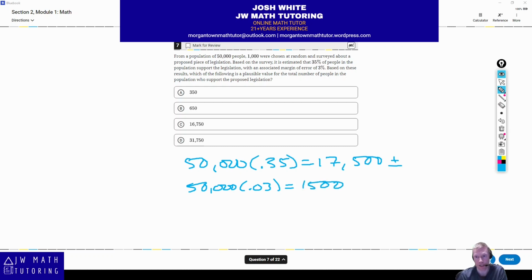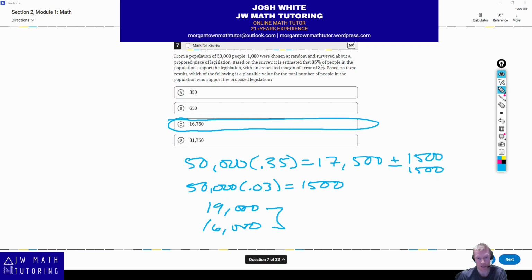Again, you can just do all this on the onboard calculator. And then you would just add that value to 17,500 and subtract that value from 17,500. Again, these calculations you just do on the calculator, or if you bring your own calculator, of course, you can do it on there as well. That would give you 19,000 for the upper end within the margin of error, and 16,000 for the lower end. So plausible values would be in between these two numbers. When you look at the answer choices, there's only one answer, letter C, which is in between these two values, and that's going to be 16,750.